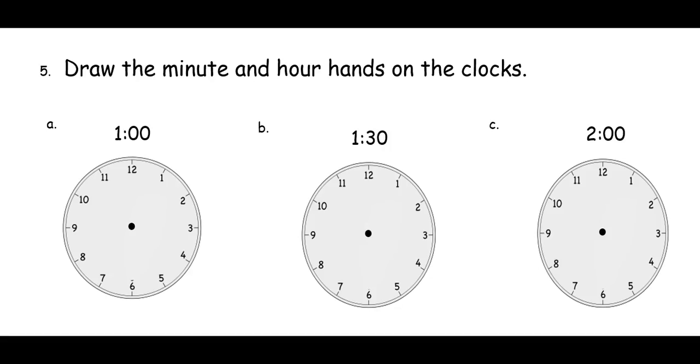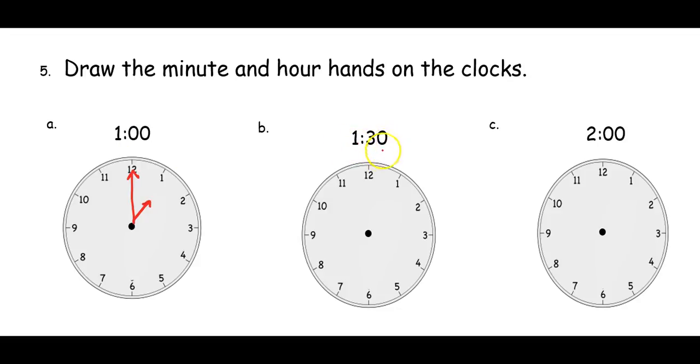And in our last section, we'll get in some more practice drawing hands on the clock to match the time. The first clock needs to show 1 o'clock. That means that my hour hand will be pointing directly at the 1 and my minute hand directly at the 12 to show that there are no minutes past 1 o'clock.